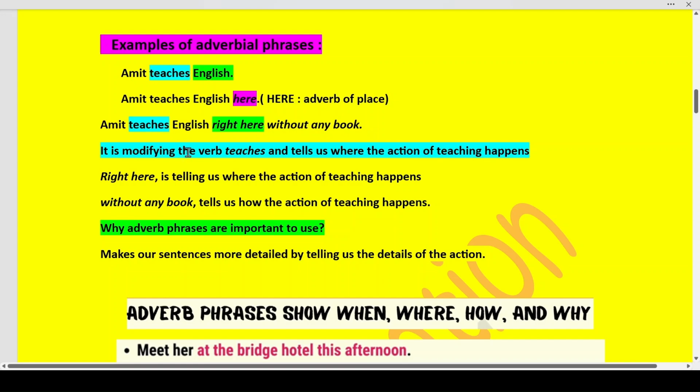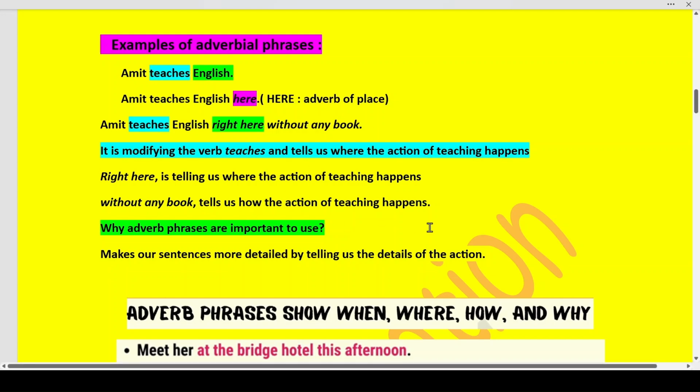Now, it is modifying the verb teaches and tells us where the action of teaching is happening. Where is the action of teaching happening? Right here. Now, right here is telling us where the action of teaching is happening. Without any book is another adverbial phrase which is telling us how the action of teaching is happening. How is it happening? Without any book.